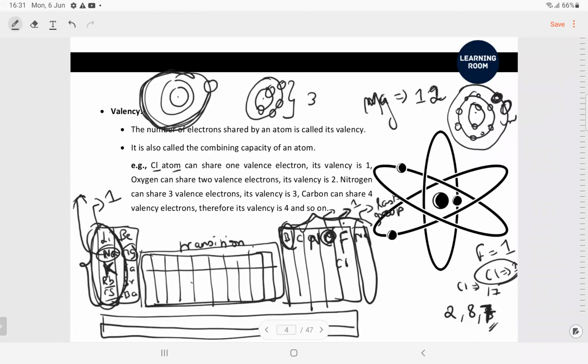Guys, is it easy for you to catch everything? If there is any doubt, please ask. If you're strong in your basics, it is easy for you to understand the concept and move on.